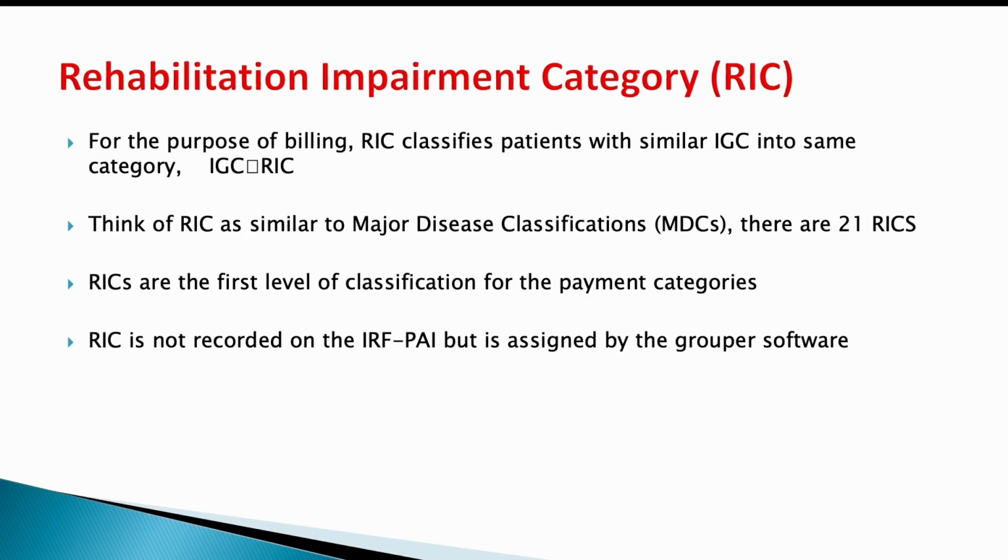Rehabilitation Impairment Category, RIC. For the purpose of billing, RIC classifies patients with similar IGC into the same category. IGC equals RIC in most cases. Think of RIC as similar to major disease classifications, MDCs. There are 21 RICs. RICs are the first level of classification for the payment categories. RIC is not recorded on the IRF-PAI but is automatically assigned by the grouper software.